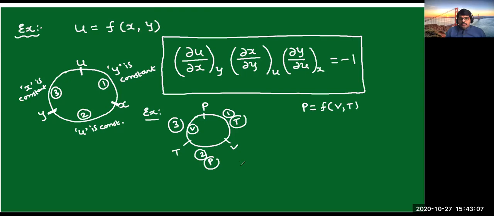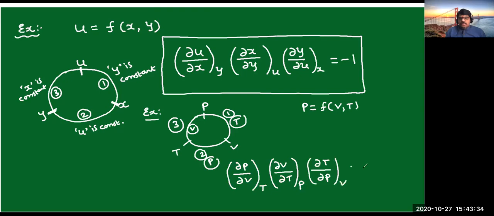So here that will be del P by del V at a constant temperature, and into del V by del T at a constant pressure, and that is del T by del P at a constant volume is equal to -1. Like this we can write. So one more example let me take. So here example number 3, let me take one more example.